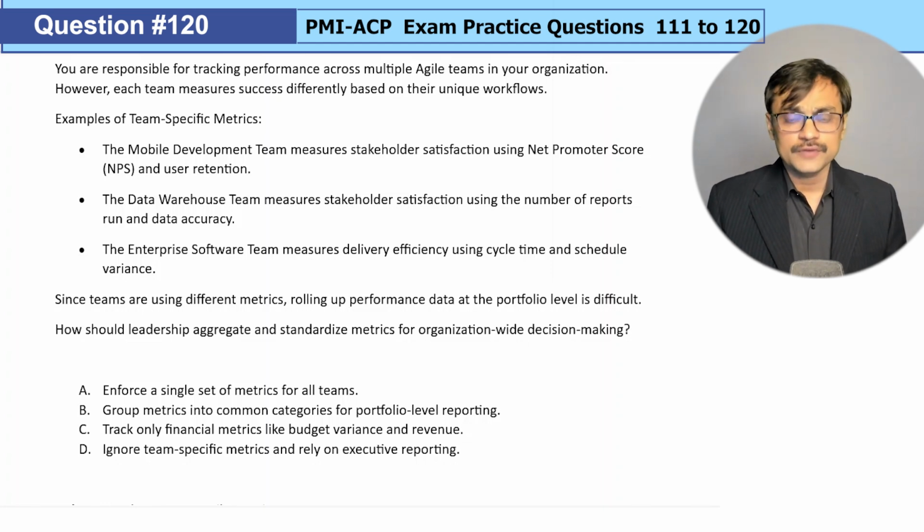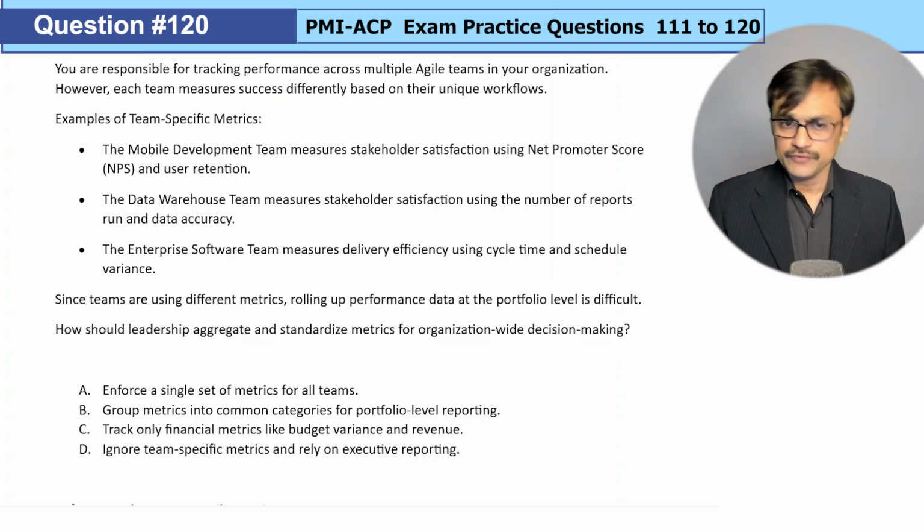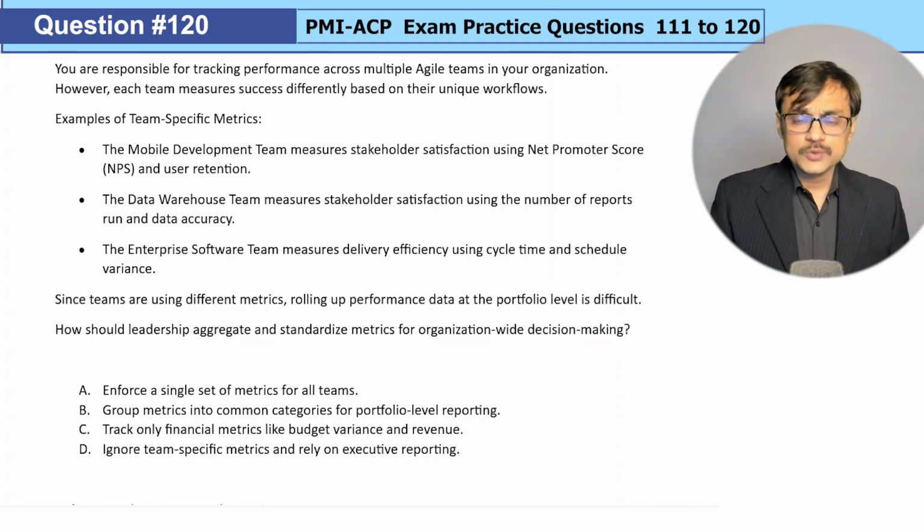The enterprise software delivery team measures delivery efficiency using cycle time and schedule variance. Since teams are using different metrics, rolling up performance data at the portfolio level is difficult. How should leadership aggregate and standardize metrics for organization-wide decision making?